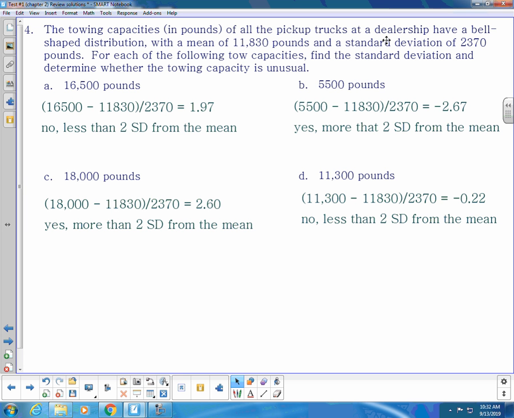So we know that formula. X minus the mean divided by standard deviation. That's your z-score formula. That's your standard deviations away from the mean. You're putting that on the bell curve. Okay? All right, moving on.